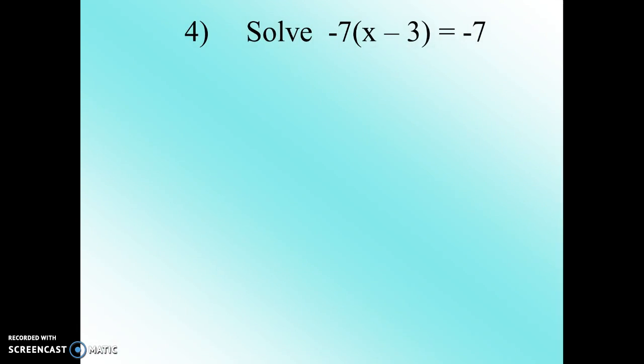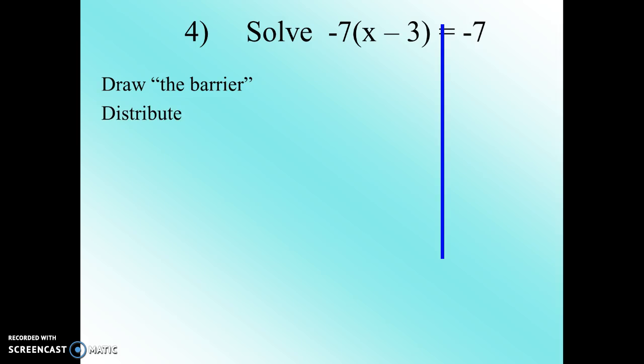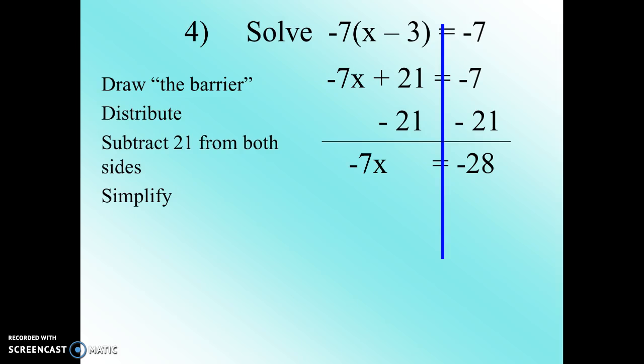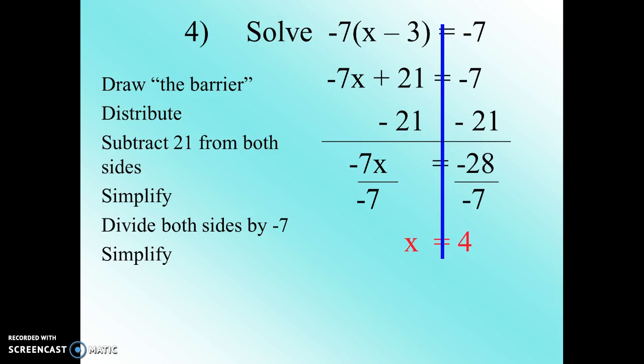Number 4. This one has an extra little difficulty because we have to expand the bracket. Remember, the distributive property is going to multiply the negative 7 by both of the terms, negative 7x and positive 21. This time only one variable term, so it's a little bit easier. And I'm going to just subtract 21 from both sides to get the negative 7x by itself, and then divide both sides by negative 7. x is equal to 4. Check it by replacing. Negative 7 times positive 1 equals negative 7.